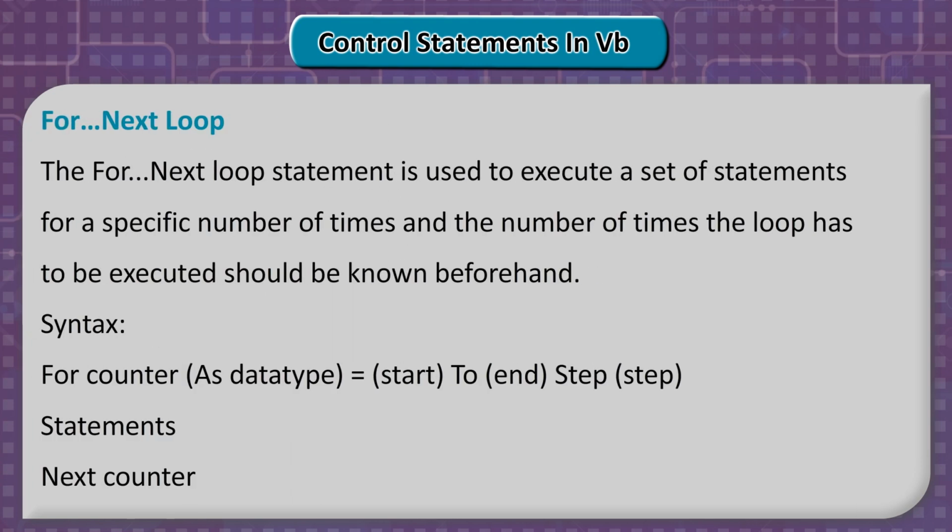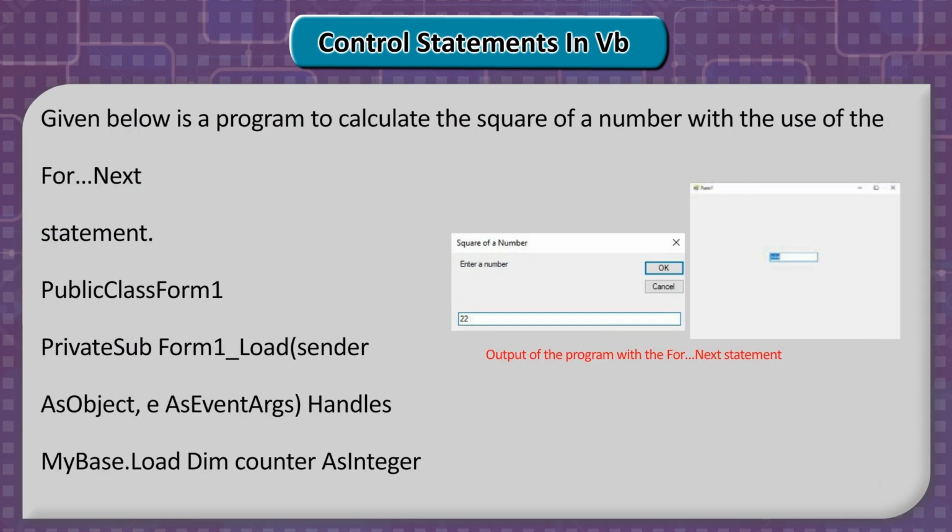For next loop. The for next loop statement is used to execute a set of statements for a specific number of times, and the number of times the loop has to be executed should be known beforehand. Syntax: for counter as data type equals start to end step statements, next counter.